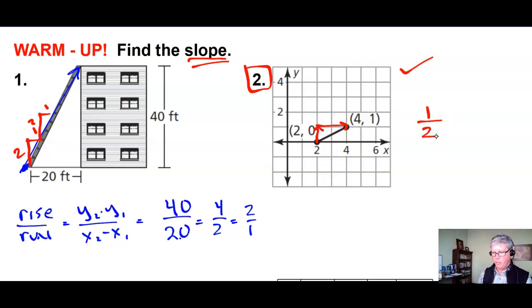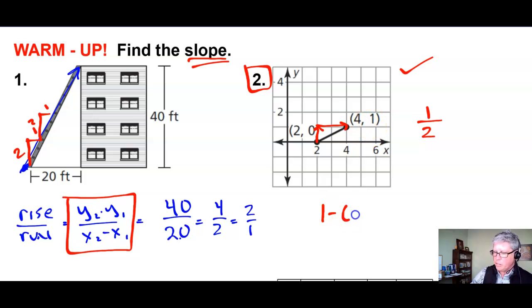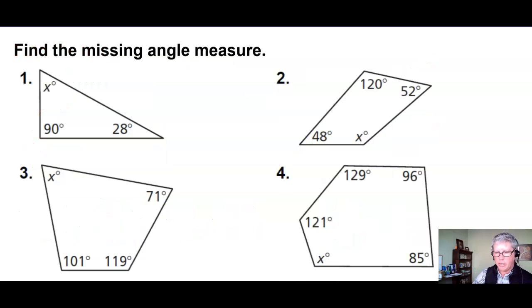So on a graph, that's a really easy way to do it. No, Mr. Sayers, I always need to use the formula. Well, use the formula. So that's 1 minus 0. So I took that 1 minus that 0, and then I'll take that 4 minus that 2. I get 1 over 2. Same thing. Cool. All right, that's a little thing on slope.